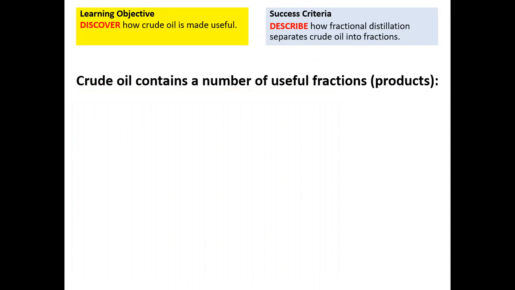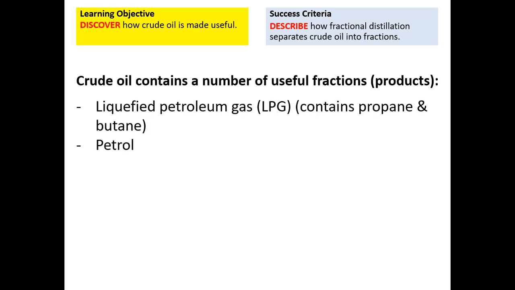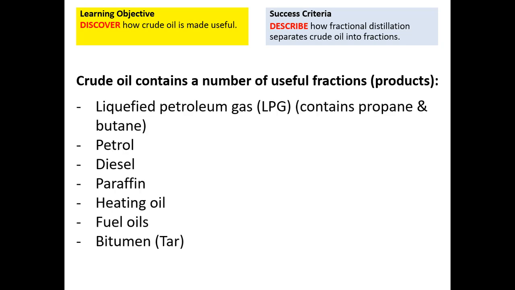So, crude oil. As we've already talked about, we've probably seen on the news that when there are oil spills in the sea from tankers and things, crude oil is black and it's really thick, it's really sticky, and in that form, it is really useless. However, we can split it into all these different things.